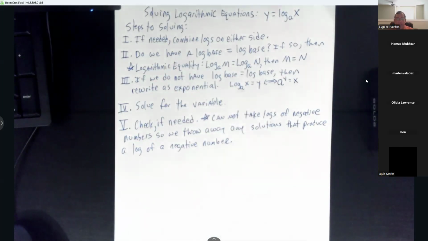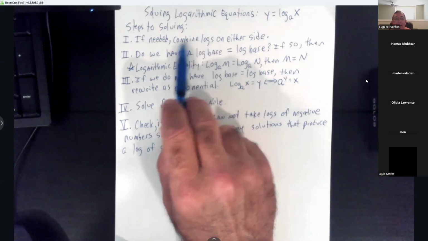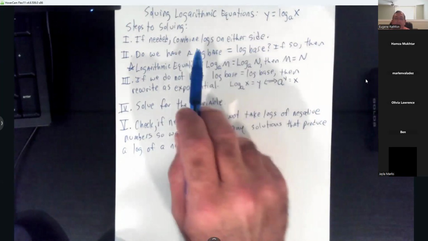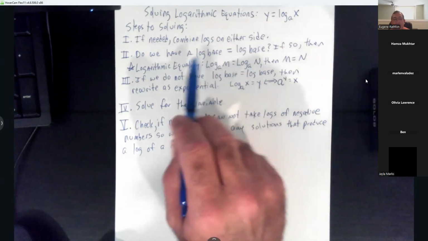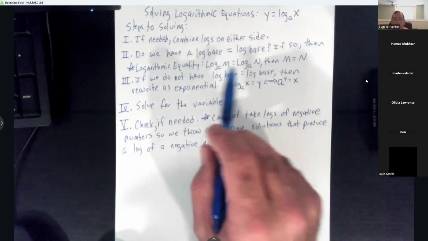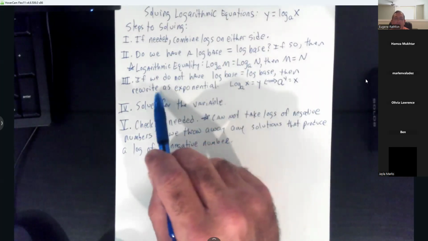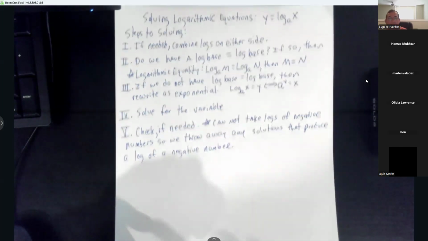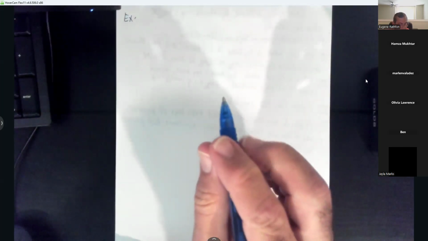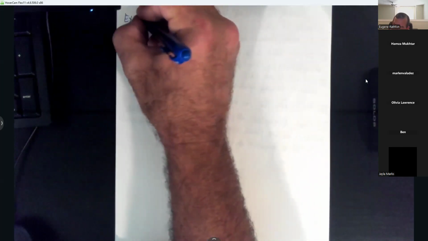Okay. So the first thing I'm looking at, can I combine logs on either side? At that point, I'm looking like a log base equal log base. I can use the logarithmic equality. If not, I'm going to rewrite them as exponential and then solve for that variable. So y'all, let's get started on solving logarithmic equations. And these are going to say solve for x again.